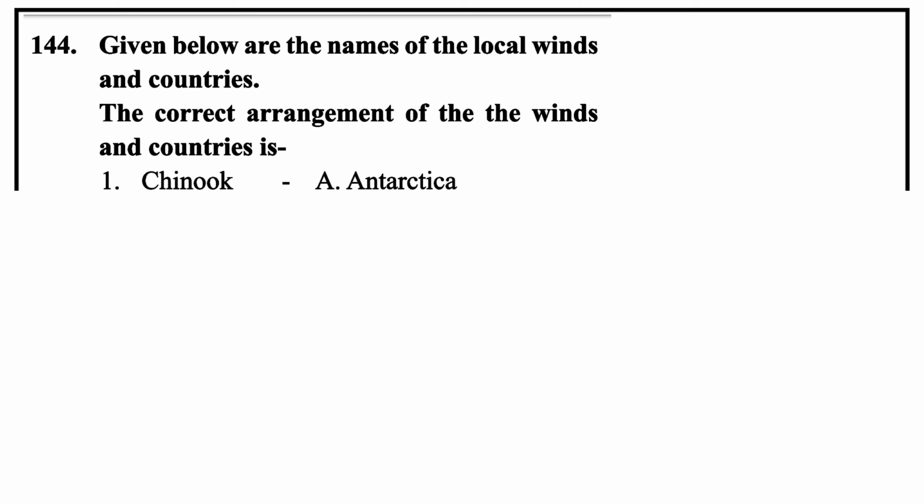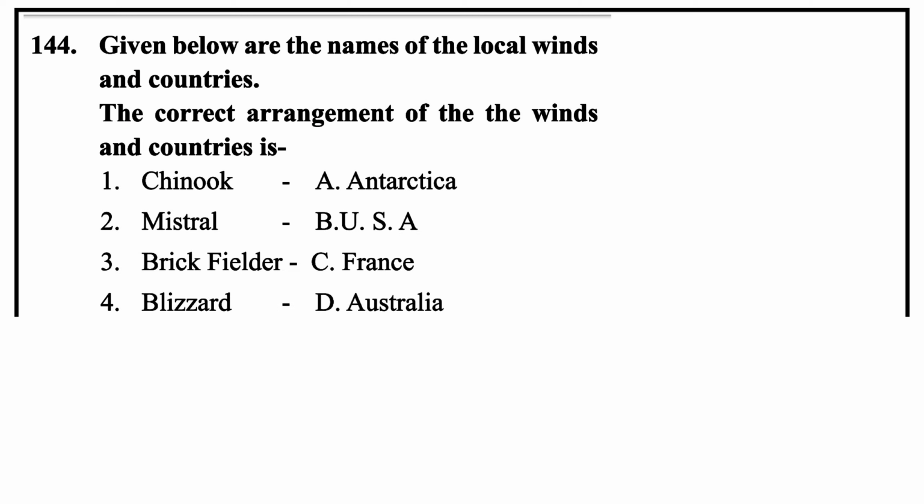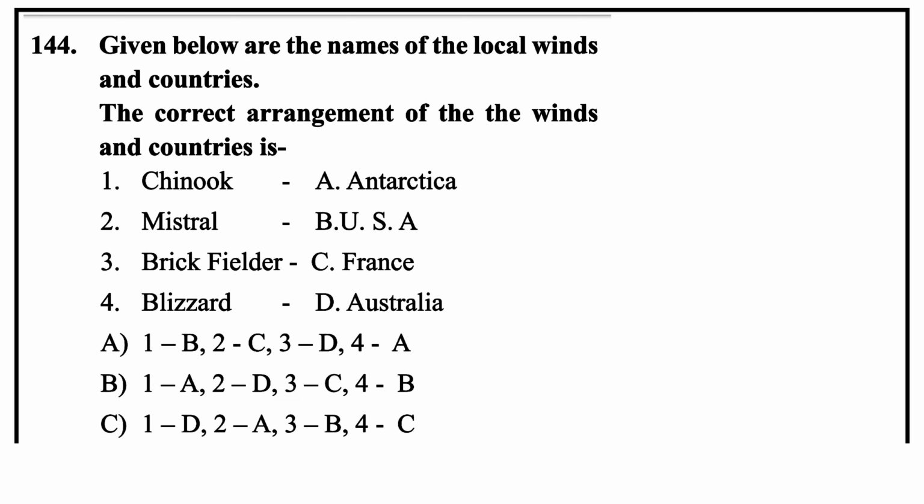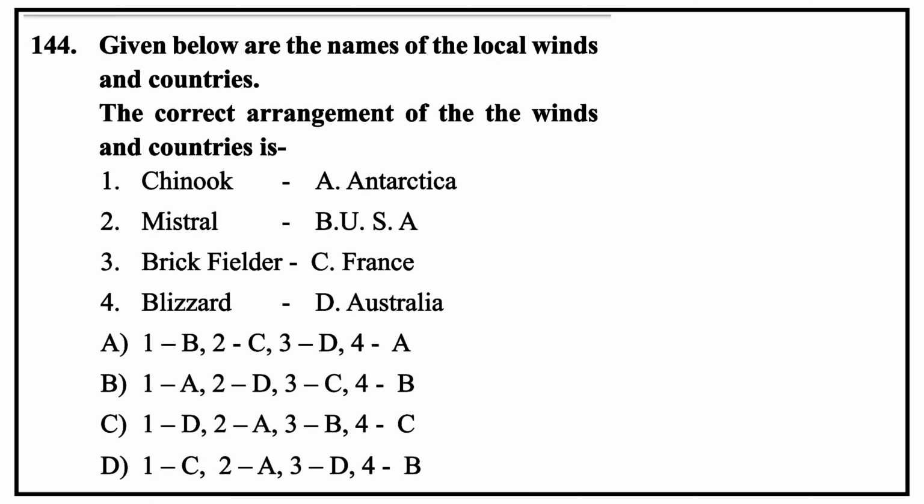144. Given below are the names of the local winds and countries. The correct arrangement of the winds and countries is: first, wind's name Chinook, second, Mistral, third, Brickfielder, fourth, Blizzard. A. Antarctic, B. USA, C. France, and D. Australia. Our right option is here A.